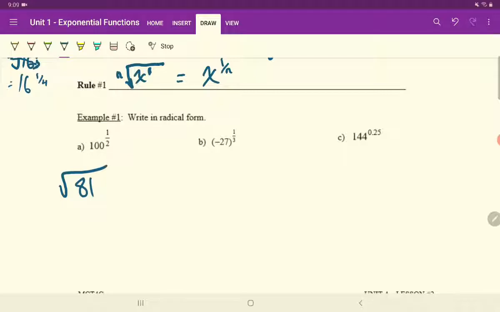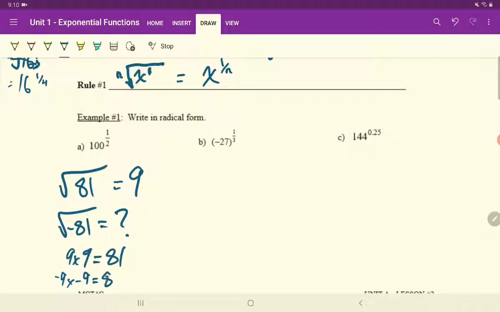I know that this ends up being 9, right? A number times itself 2 times equals 81. That's a 9. Can I take the square root of negative 81? Is that possible? Is there 2 numbers that multiply together to equal negative 81? Well, let's try. I know that I have to be working with 9s here, right? So 9 times 9, well, that's positive 81. But what about negative 9 times negative 9?